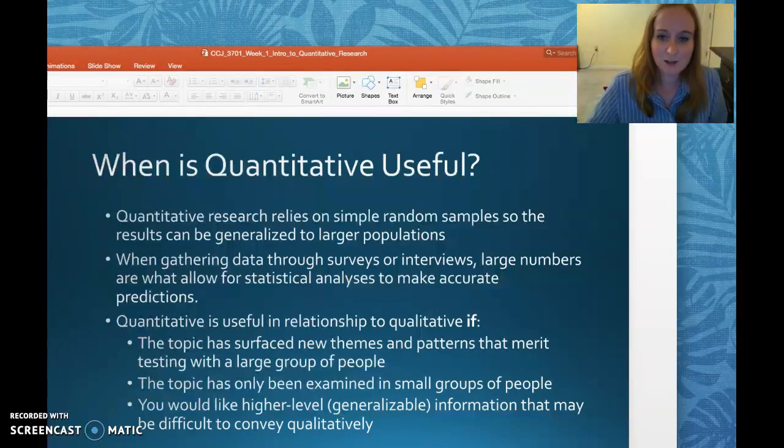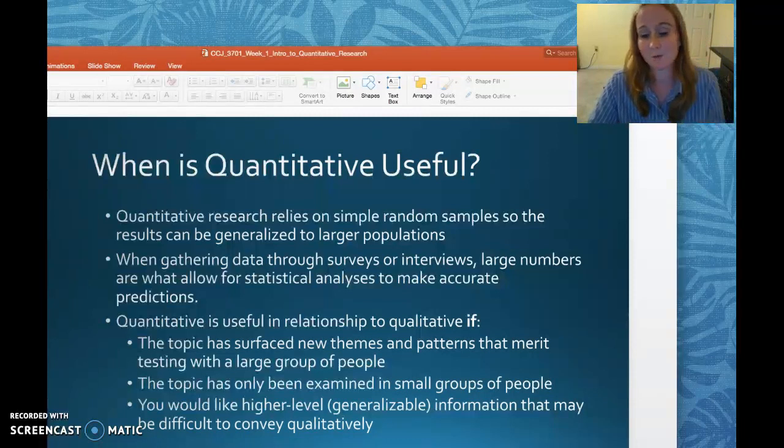Quantitative is useful in relationship to qualitative if the topic has surfaced new themes that you want to test over a large group of people. So maybe somebody did some focus group with probationers, and they're like, hey, I think this is going on across multiple populations of people on probation, but I don't know. And you go, hey, let's actually test that. Let's run some stats and see if that is actually going on.